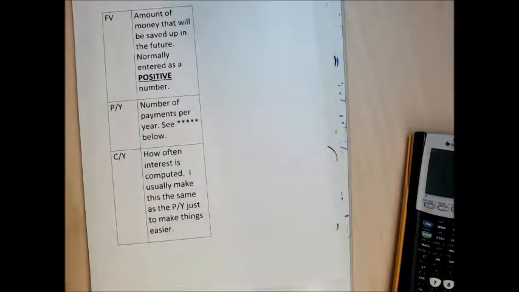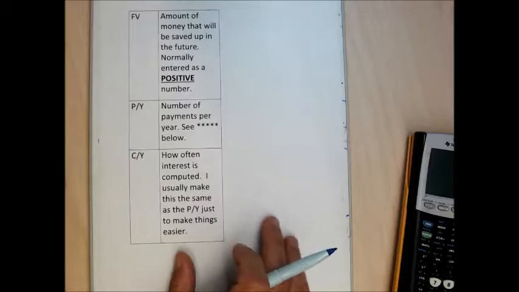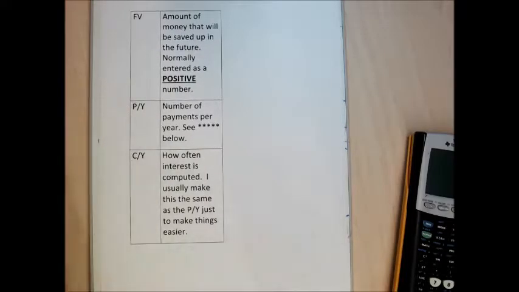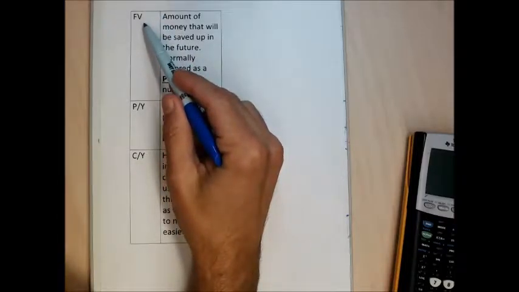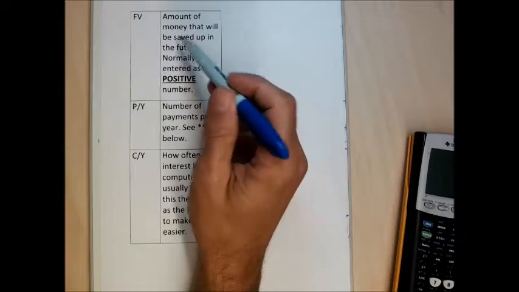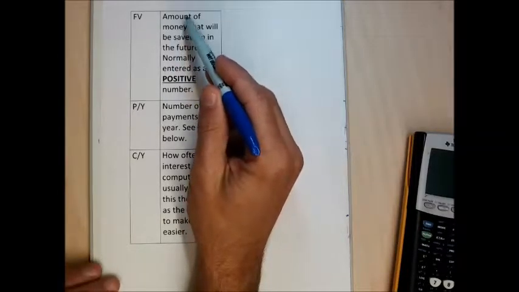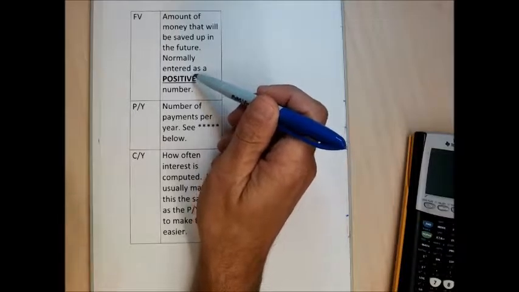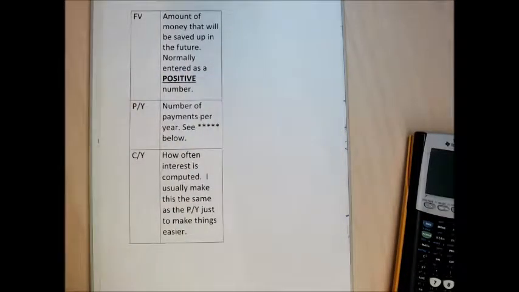In the car problems, the FV, the future value, was always 0 because I always wanted to have my car paid off in the future. I don't generally want my FV to be 0. My FV is the future value. That's generally the amount of money I want to have saved up when I'm planning for retirement. And that's usually entered as a positive value if I have to enter that value.